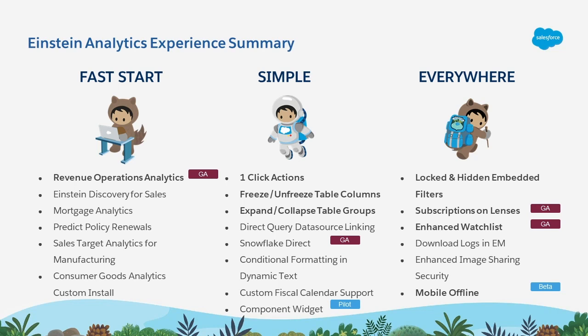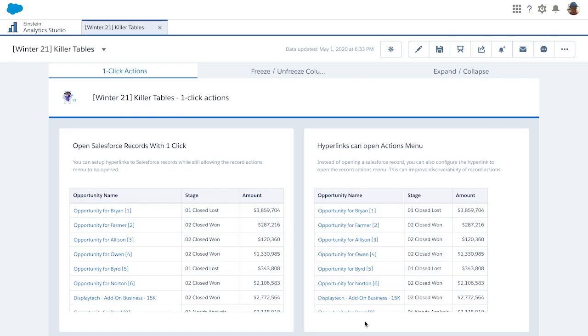Let's get started. In Winter 21, we've got some very exciting improvements and added new features in many areas. We won't have time to cover all of these, but I'm going to show you a demo of table enhancements, embedded filters, and subscriptions and watchlist GA. I do have some slides at the end to cover mobile offline, templates, and an awesome dashboard builder open pilot. There's a lot to cover, so let's dive into some demos.